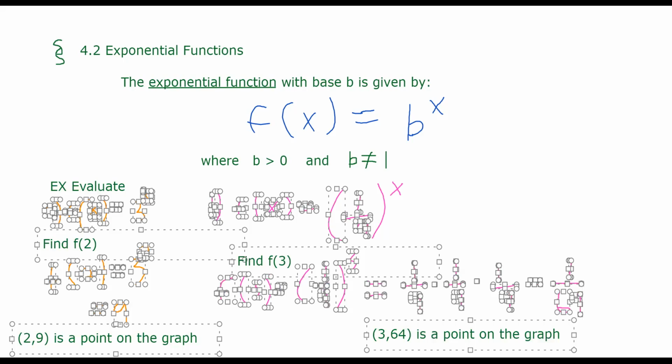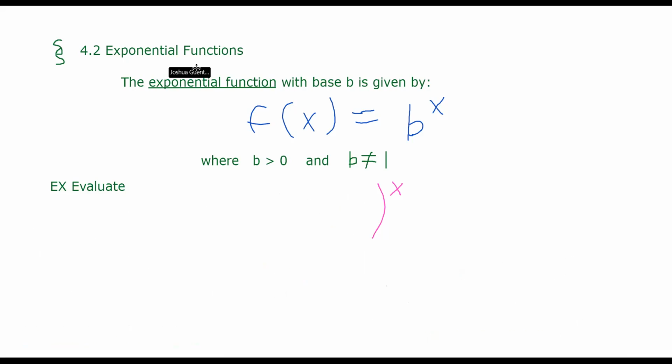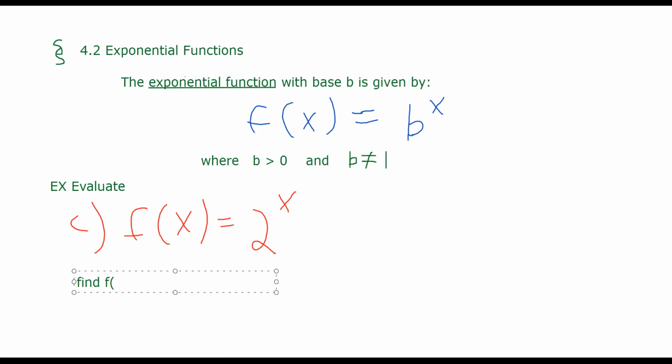Let's do a couple more, but let's ramp up the difficulty a little bit. Let's try red. Let's say our function f of x is going to be 2 to the x, and let's find f of 5 over 2, 5 halves.